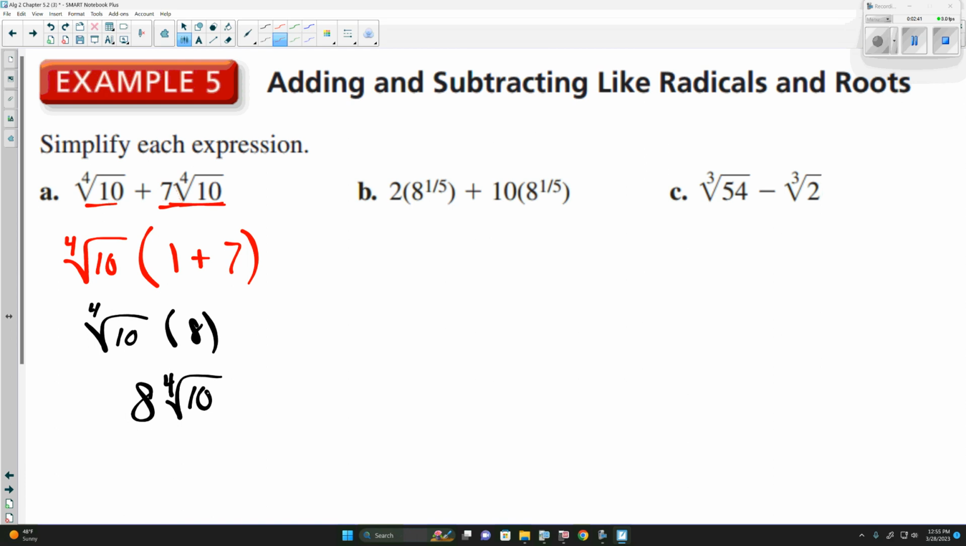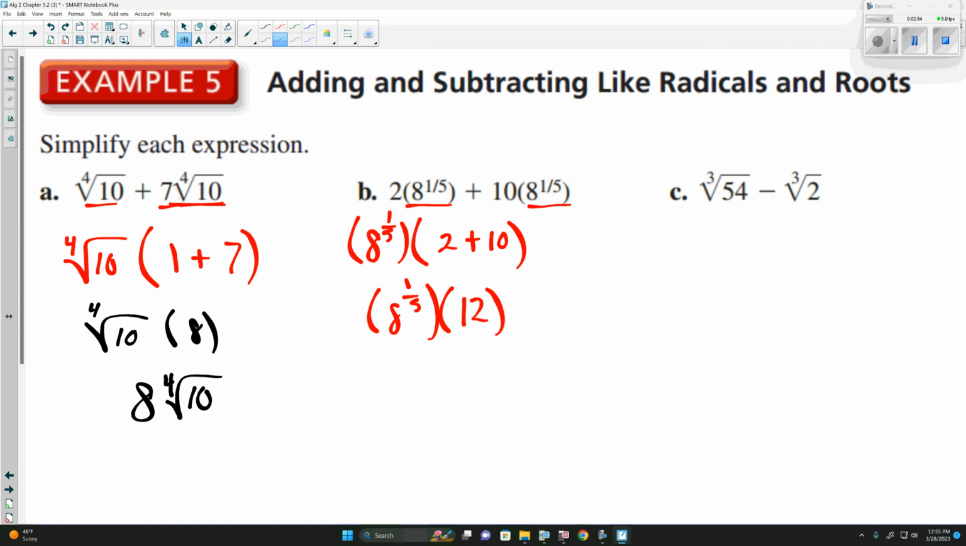Same thing's true with this here. I can factor the 8 to the 1/5 away from both of these, which leaves us with 2 plus 10, times 8 to the 1/5. 2 plus 10 is 12, so we just get 12 times 8 to the 1/5. We can just add the 2 and 10 and get 12. Questions on these first two here?